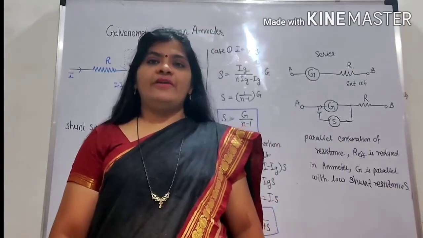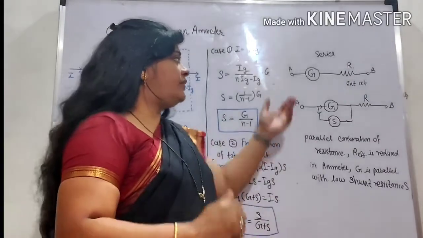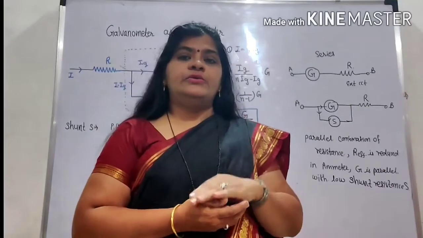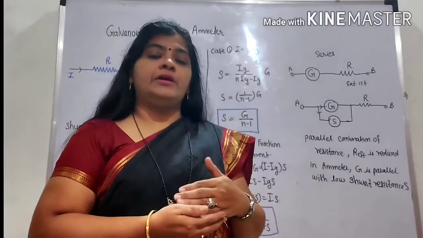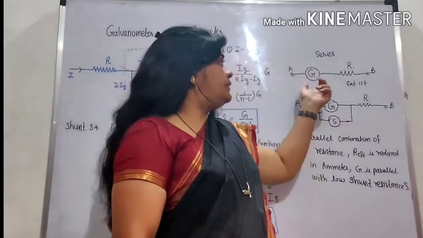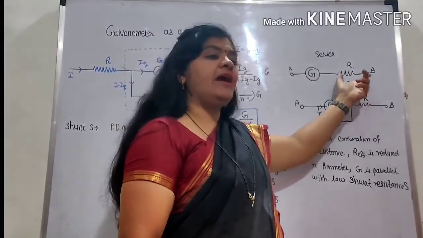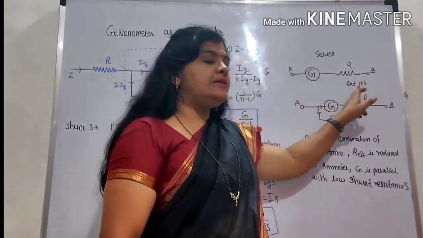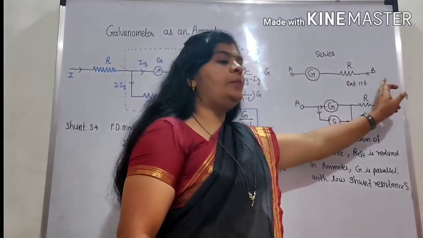Hello students, today we are learning how to convert the galvanometer into the ammeter. Whenever we want to measure the current through a circuit, we use the instrument called the ammeter. We use the galvanometer to measure the current flowing through the circuit. Suppose the external circuit has resistance R, and we connect the galvanometer in series. Current flows from terminal A to B.